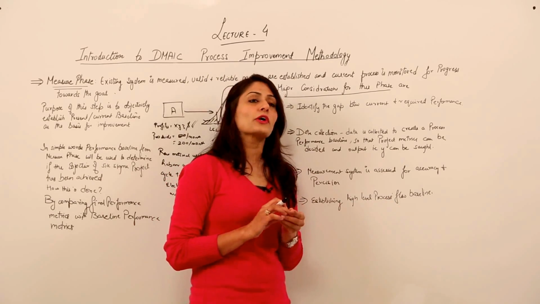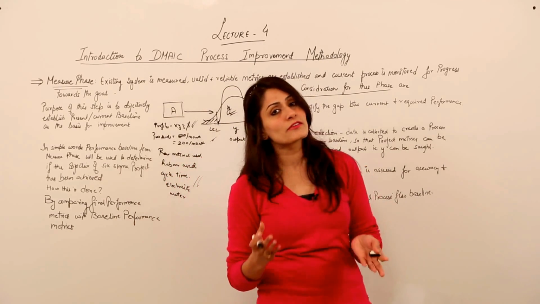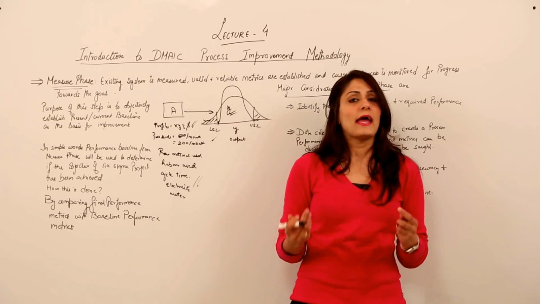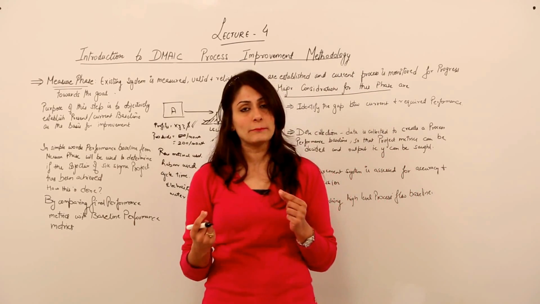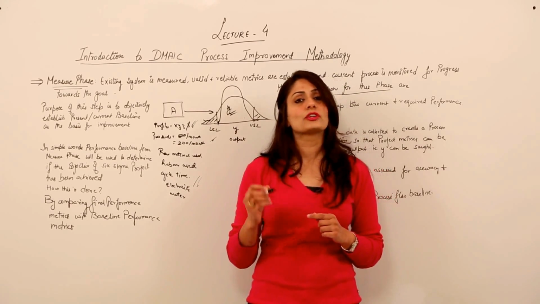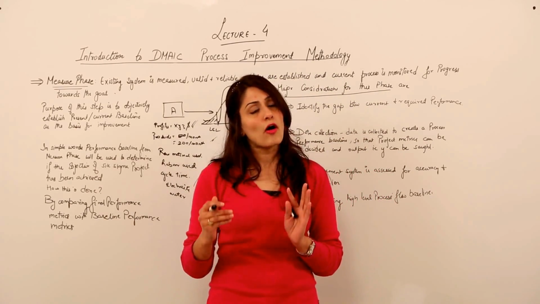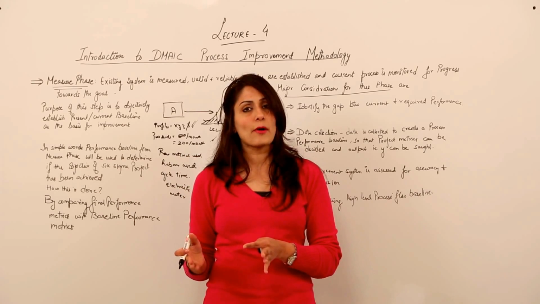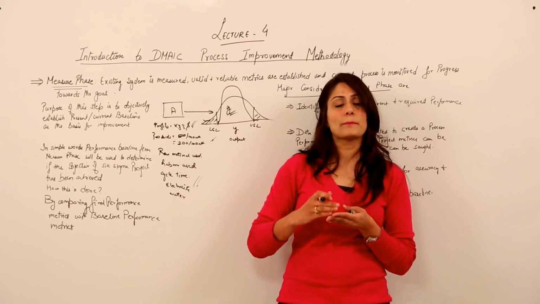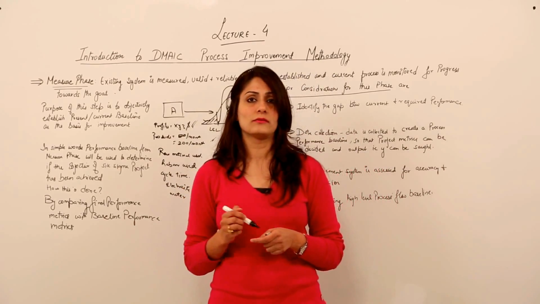Then the measurement system is assessed for accuracy and precision, and a high level process flow baseline is established. Now the question arises, who decides what to measure and how to measure? This is decided by the team, and the team should give enough time in this phase and collect proper data, because if data is collected properly and all these things are sought properly, then it will help the project as a whole.